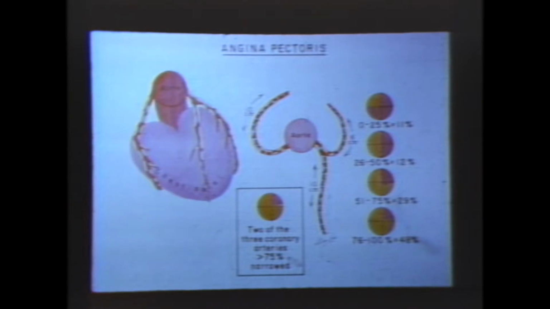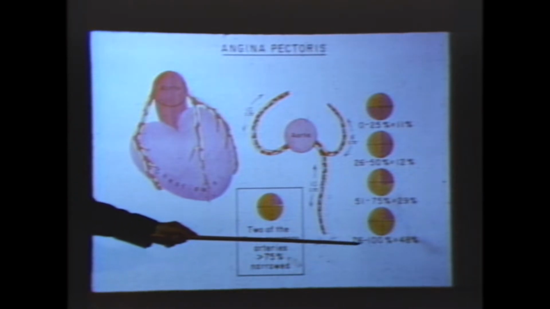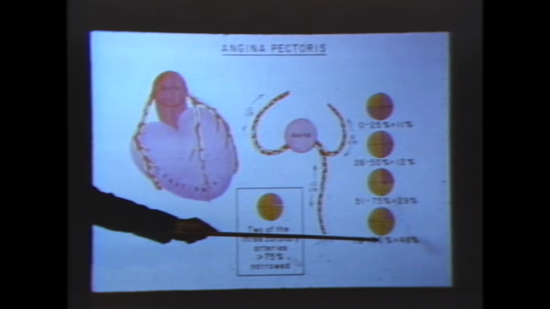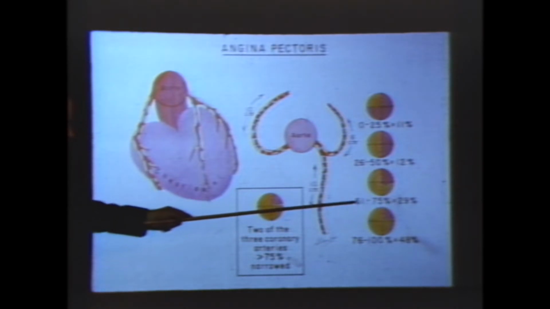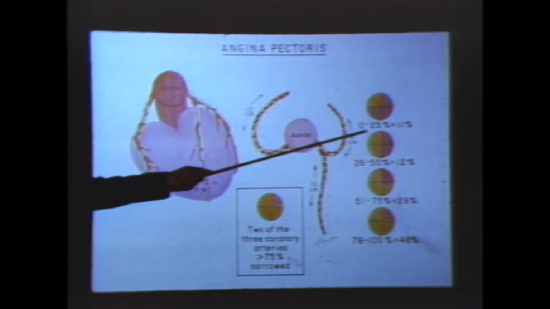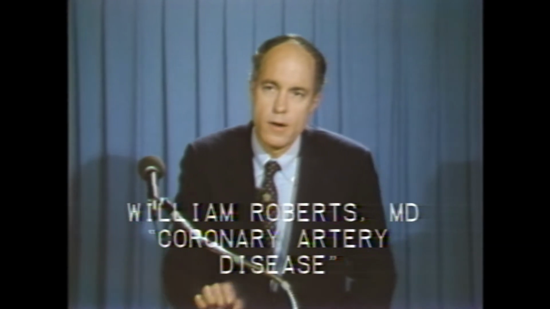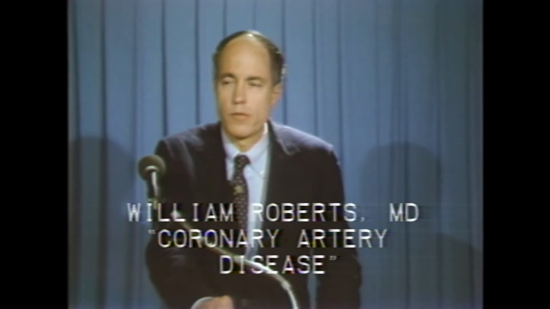Whether this data is applicable to the patient who walks in your office with one angina attack a week or one a month, I don't know. This is really severe angina. Look at this number. That should be 47%, but 47% of these segments were narrowed 76 to 100%. Another 29%, 51 to 75%, and 11%, 0 to 25%. So one cannot correlate the amount of myocardial damage to the amount of coronary narrowing.